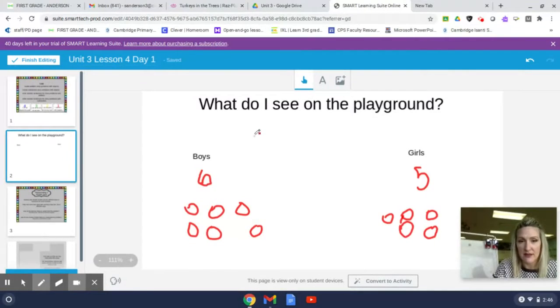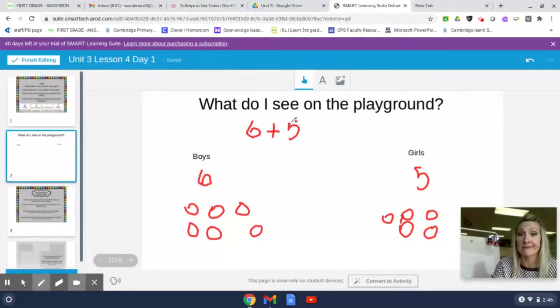Well, I know I would use 6. Do I add or subtract? Are we adding or subtracting here? Are we putting numbers together or taking it apart? We're putting them together. So I'm going to add. Notice how I'm drawing a plus. 6 plus 5 equals, here we go. Here's the equal sign.